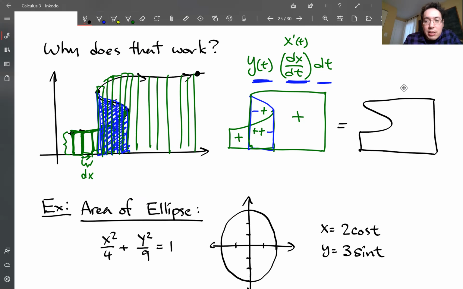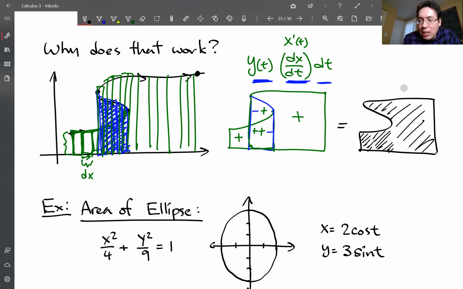Right? This is the area we wanted to count. This portion was counted once. This portion was counted once in net, twice positively and once negatively. This region right here was never counted because positive and negative canceled each other out. And everything else was counted once.